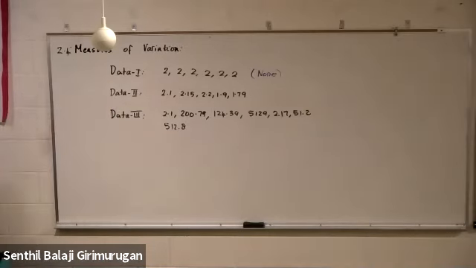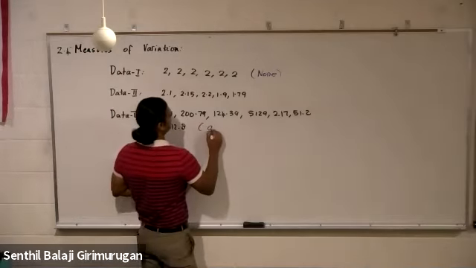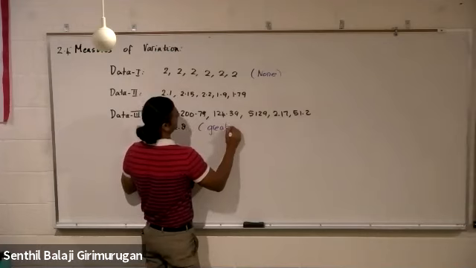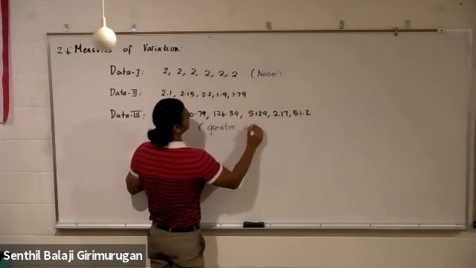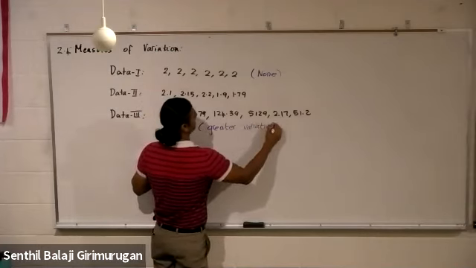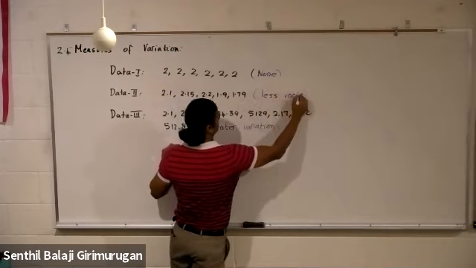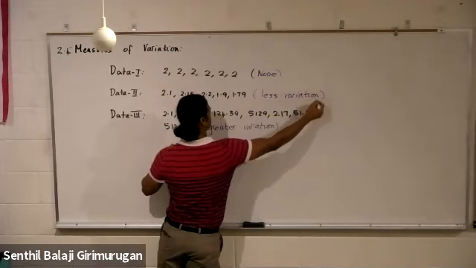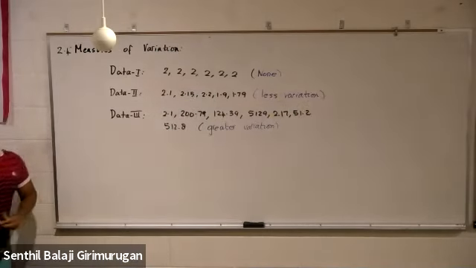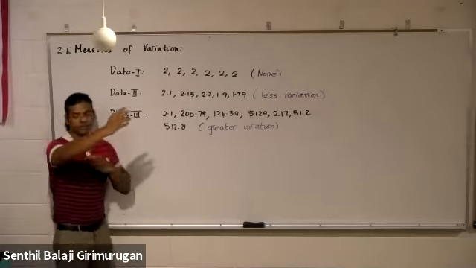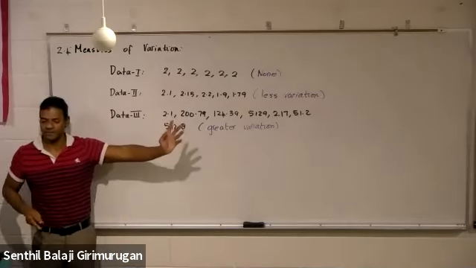Data set 2 and data set 3. Which one has greater variation? 3. Why? The numbers are more scattered. Emery used the word scattered. That's pretty much what we're trying to do. How spread out are the observations on the real number line?